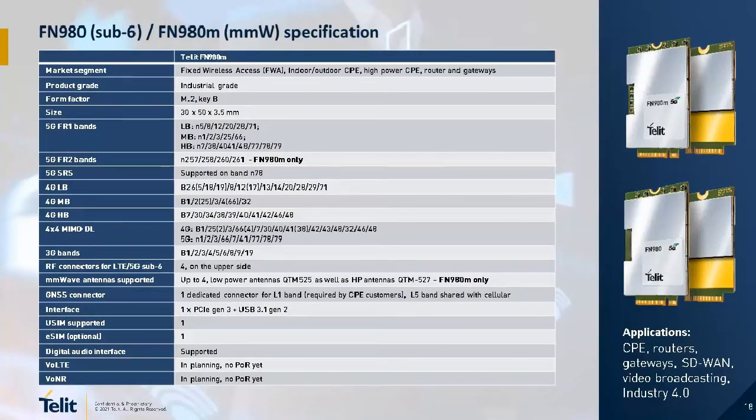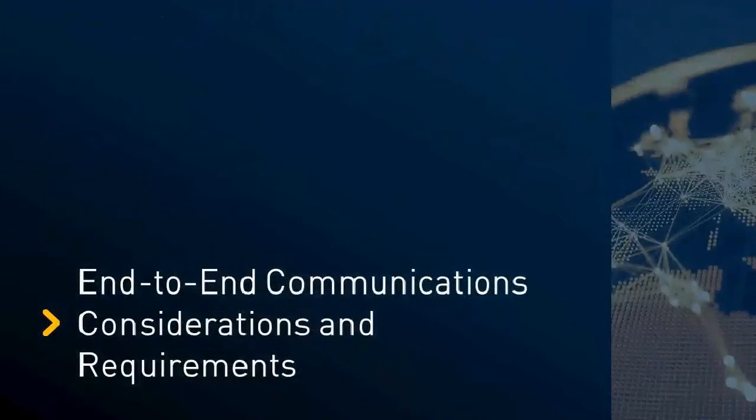So we have two modules available. One is called the FN980, which is a sub-6 5G module, M.2, and the other one is called FN980M, which is the millimeter wave module. And this is a specification of the bands that are supported, the interfaces, and the SIM cards, and so on. So we don't have to go into details. You can get the slide and read it offline. So that's the end of this section, and I will continue into the next section before giving back to Jeff.